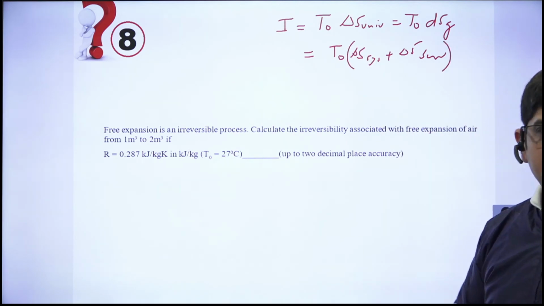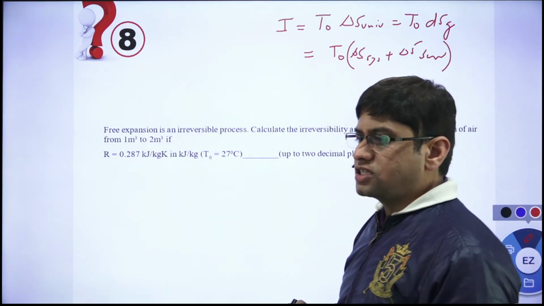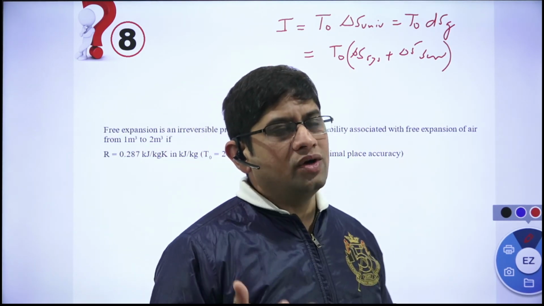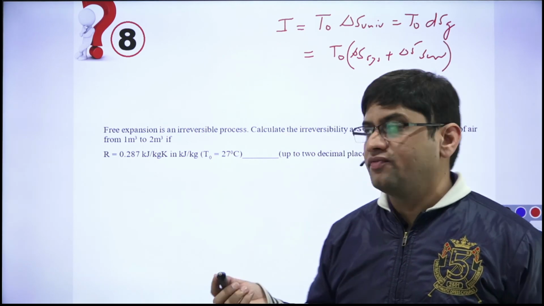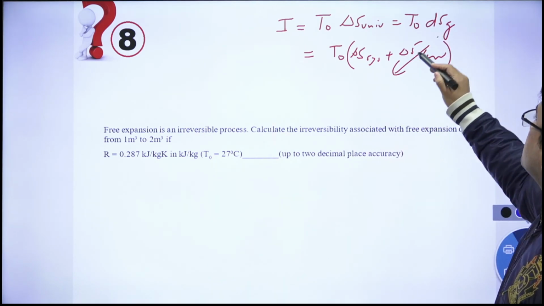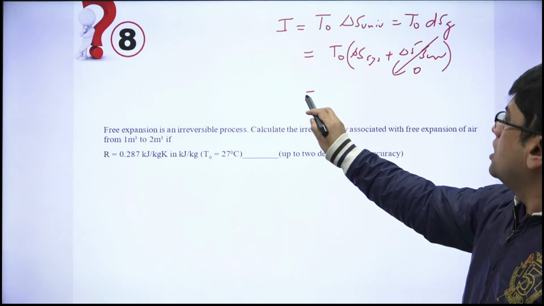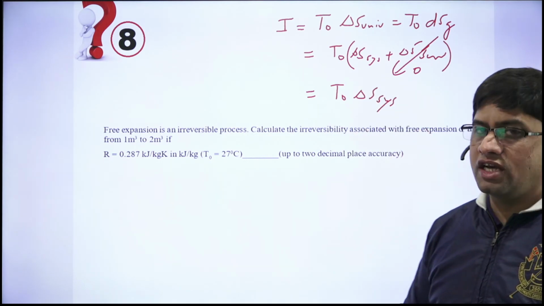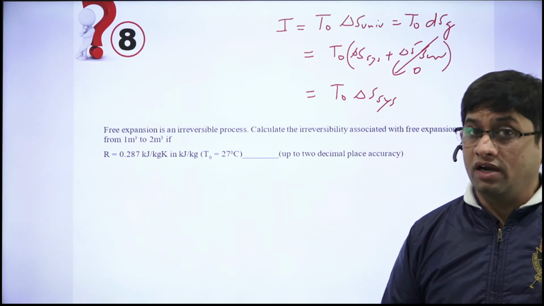But free expansion is such a fast process that it can be assumed to be adiabatic, and if it is adiabatic, then delta S of surrounding is 0, and hence the irreversibility for this free expansion process is T naught into delta S of system.